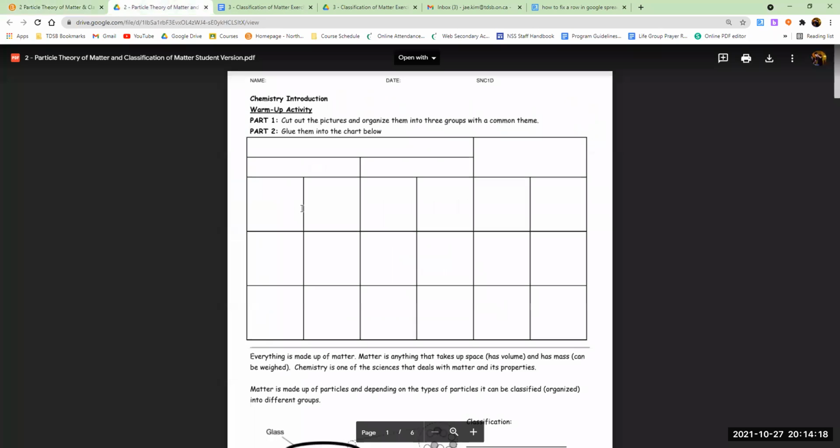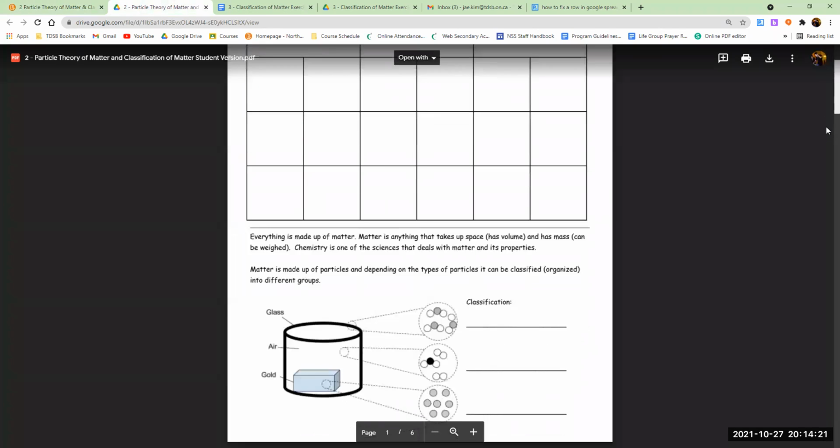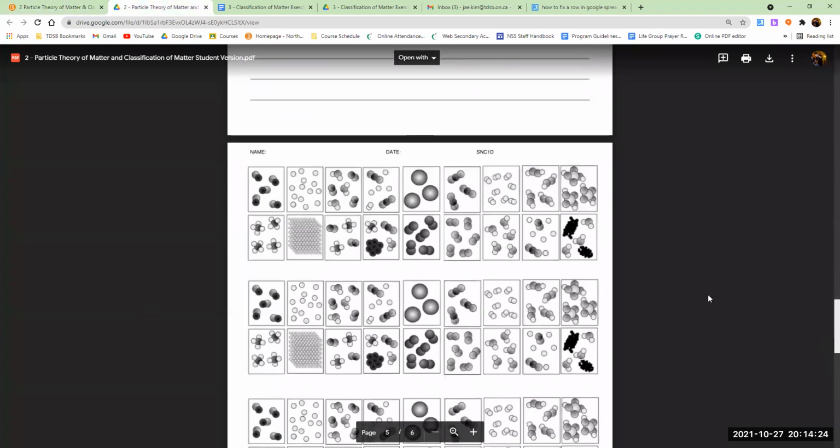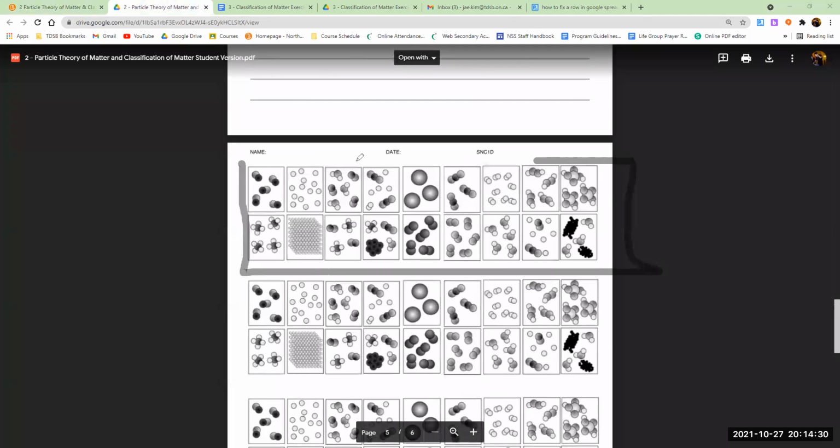To start off the lesson, I asked everyone in class to cut out this set of pictures. I cut little strips for every single student, and they were to cut this out and organize it based on elements, compounds, and mixtures. That's the only guidance they were given. Whether from their past knowledge or their problem solving skills, they were able to figure out which six were under element, which six were under compound, and which six were under mixture.